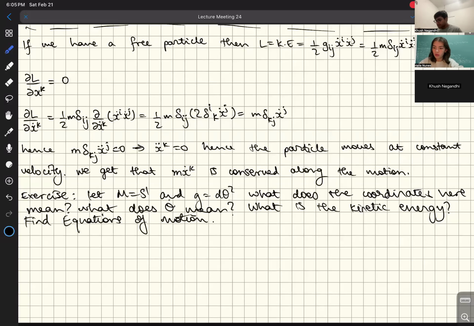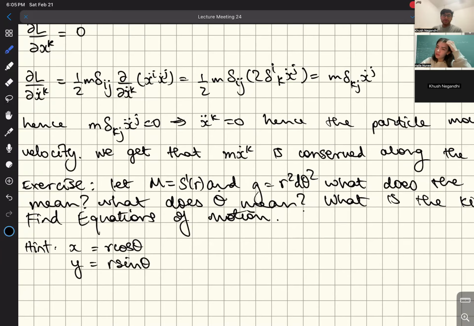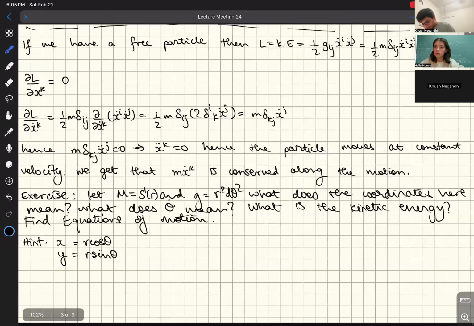Let's actually do S1. r and then r squared d theta. You can get this from a change of coordinates. So hint: x equals r cosine theta, y equals r sine theta, and then you can do things with it. Okay.